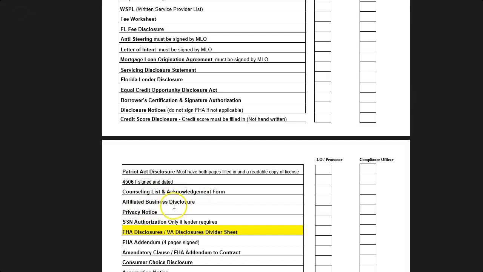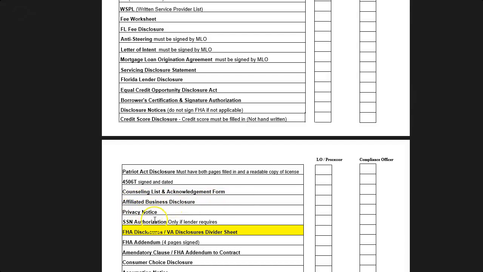Affiliated business disclosure. This is if sometimes you have an arrangement with another company where you're going to get paid for referring the borrower over to the surveyor or the appraiser, and then you're going to get paid for that. Sometimes lenders have this, and if you have another company that you own, for example, if you own the real estate company that's also doing the loan, or you own a credit repair business that the borrower might have used to be able to get qualified for the loan, then you need to be able to have that form completed and disclose the proper information.